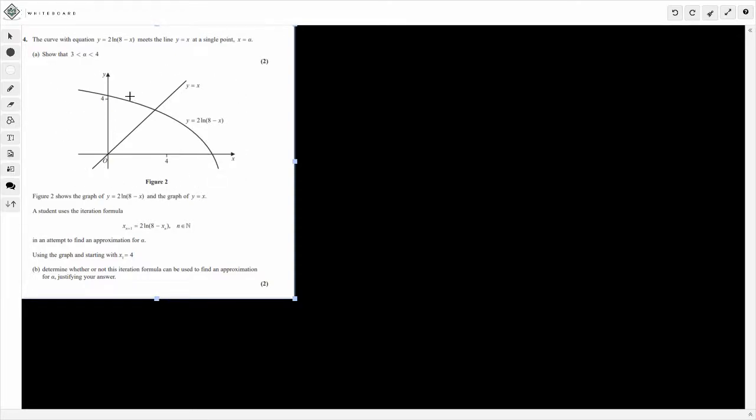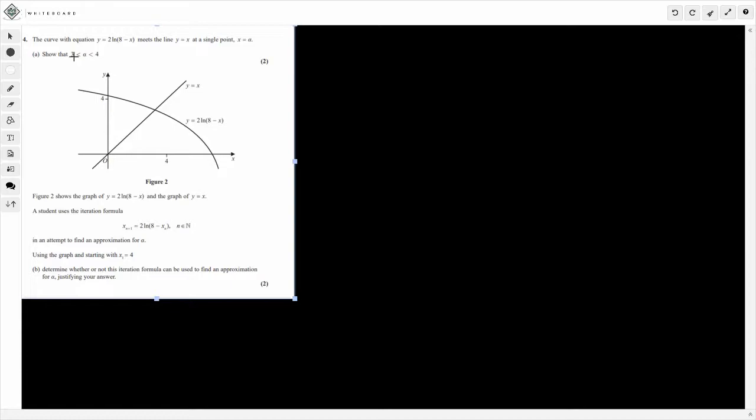So we've got the curve here, 2 ln(8 minus x), and y equals x, and they meet at this point here, which must be alpha. And we're given the iteration formula below, and then for the second part it's just asking, can it be used to find an approximation? But let's tackle part A first, and then we'll move on to part B. So part A, we just have to show that alpha lies between 3 and 4.